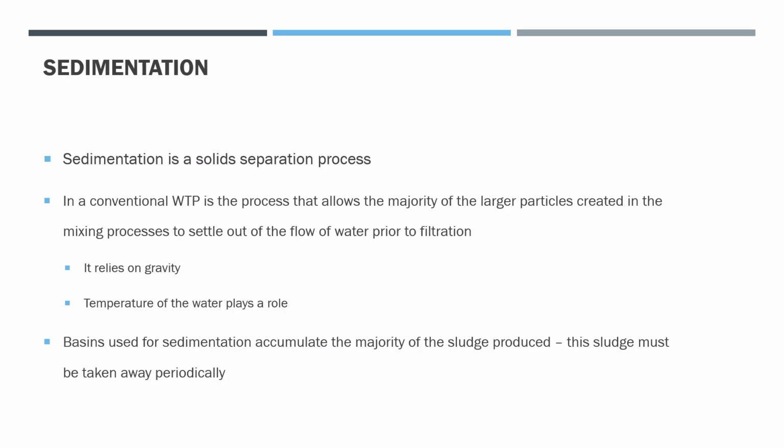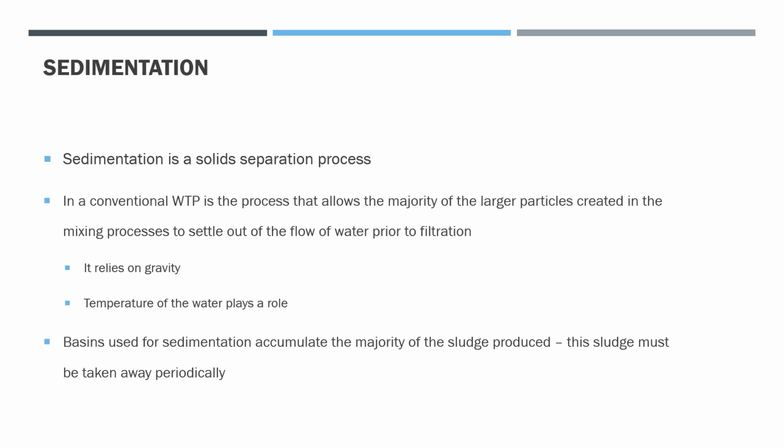Of course, moving on to sedimentation from here, we understand that sedimentation is a solid separation process. And in a conventional water treatment plant, that process is going to allow the major part of the floc that we formed to settle out in the basin. Of course, that floc is going to come from the raw water particulates that come in and the coagulant that we add to the water. Those are the 2 major sources of the particulates that we're going to try to settle out.